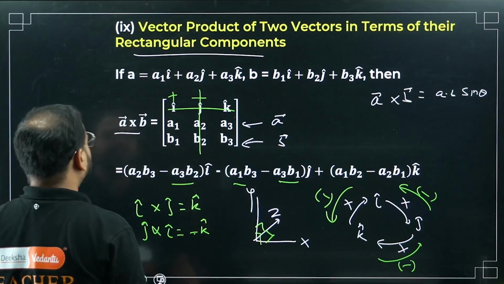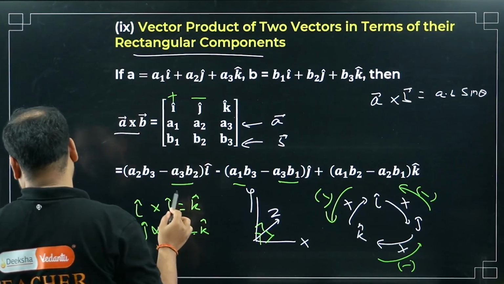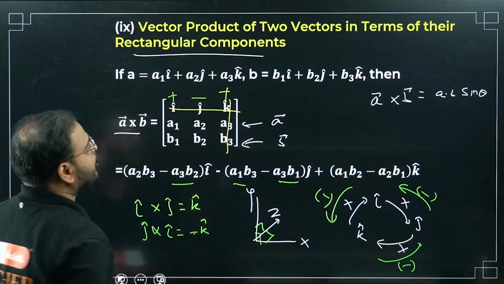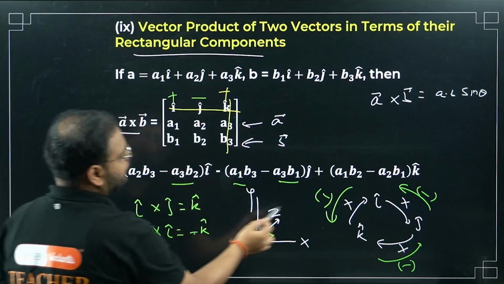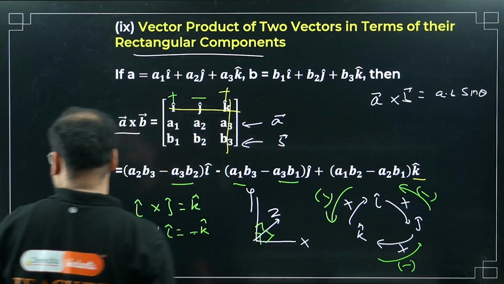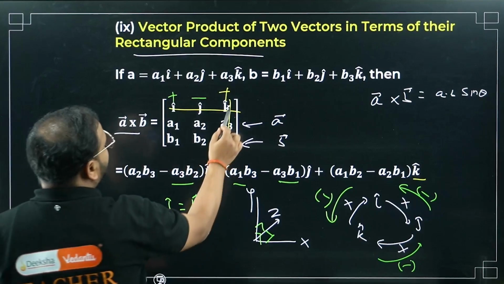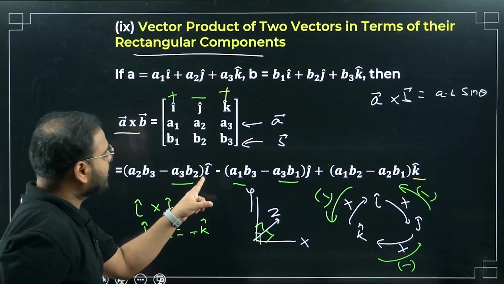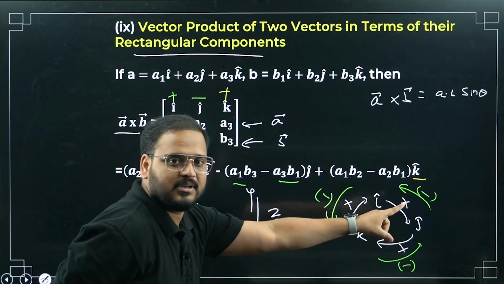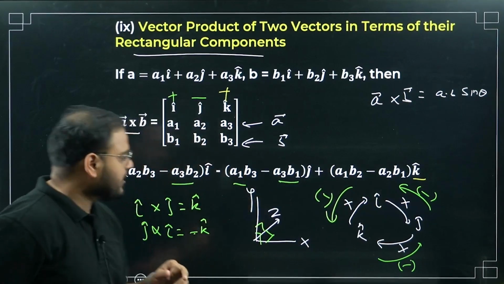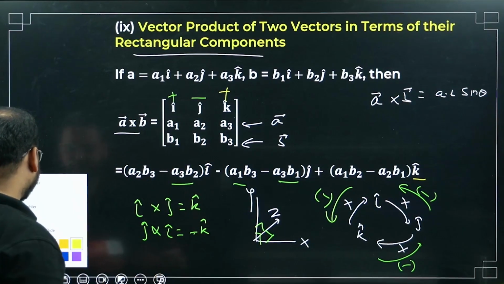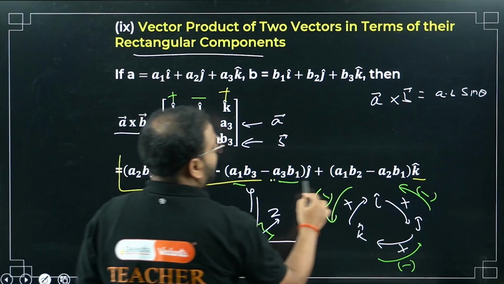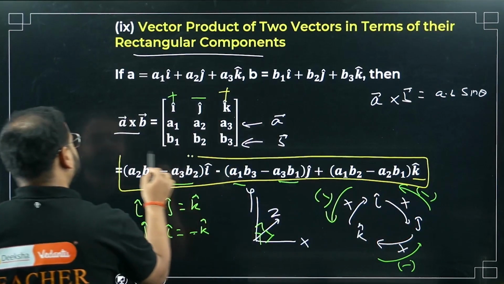The last one is with K cap. Again positive, and cancel this row and column. You're going to get A1 B2 minus A2 B1 with the K cap. You know how to find the determinant, right? Not a problem there. And this will be your resulting vector. Please check, is it a vector or not? I cap, J cap and K cap, it's a vector only, right? This is your very, very, very important result. You cannot have the liberty to forget this.